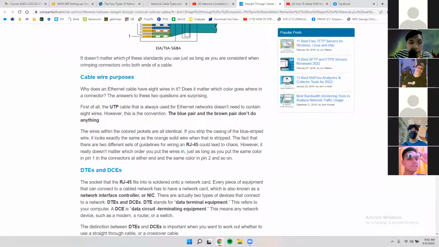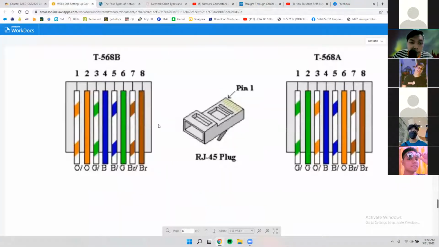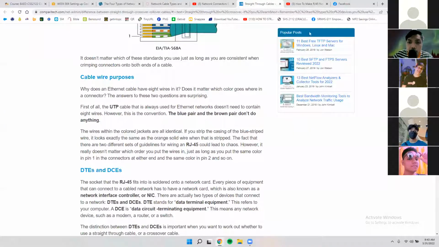So, it doesn't matter which of the standards you use, just as long as you are consistent with crimping connectors onto both ends of the cables. Okay? So, whether this one or this one, wala naman siyang kumbaga, hindi naman siya mako-compromise, no? As long as tama, syempre, yung pagkakalagay mo, tama yung pagkakasunod ng color. Okay. So, what's the purpose? It doesn't matter how the color goes into the connector.